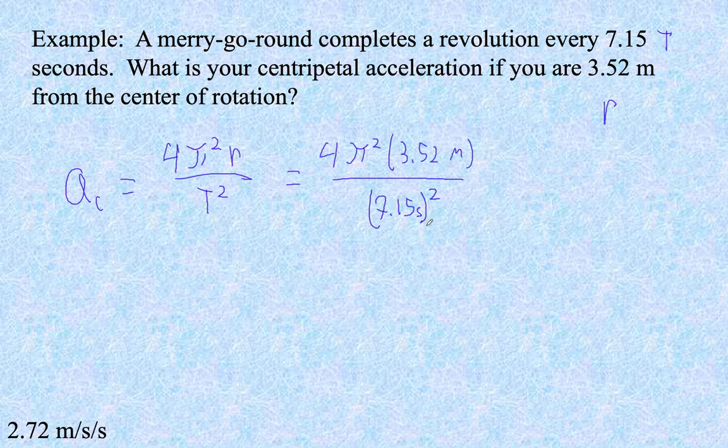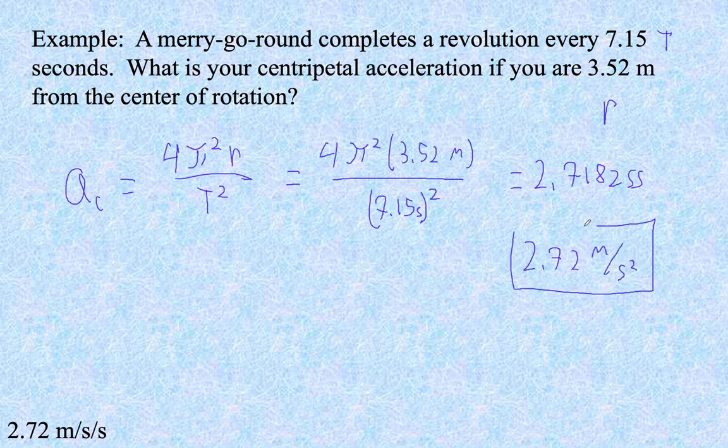Okay, I'm going to do this. I'm actually using my fraction, 4 pi squared times 3.52 divided by 7.15 squared. And I get 2.718255. And if I round it to 3 digits, it's 2.72 meters per second squared. Alrighty.